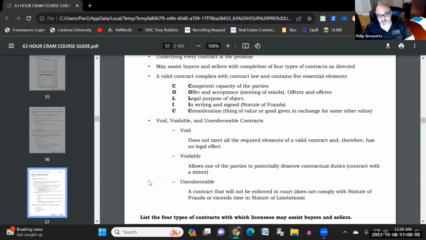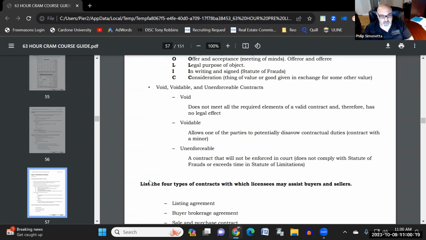Now there are three types of contract to break them up. So there's a void contract, there's a voidable contract, and an unenforceable contract. You have to know the difference. A void contract does not meet all the required elements of a valid contract and therefore has no legal effect. That's like if there's a signature missing or something's missing, or if the property description is not proper.